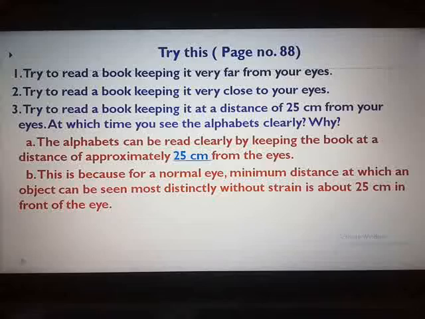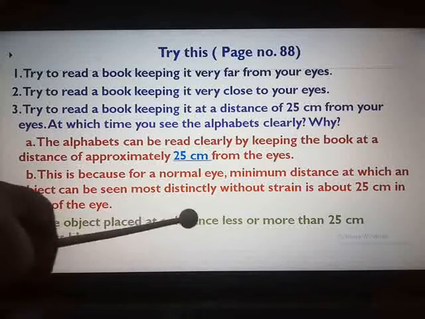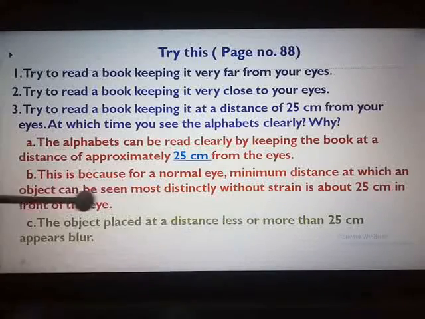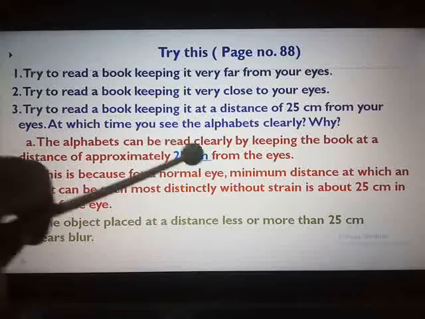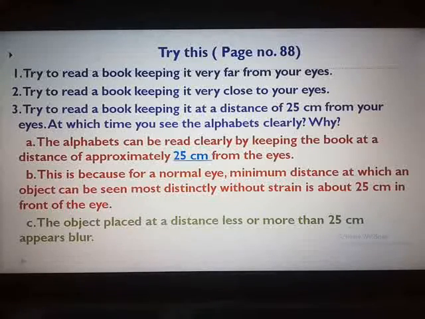And in other cases, what will happen? The objects which are placed at a distance less or more than 25 centimeter, they will appear blur. So if you place the book at a proper distance of 25 centimeter, then only you will be able to read the alphabets clearly. In other cases, the alphabets will appear blur. And why? Because it depends upon the minimum distance, that principle which has to be followed if you want to see the object, the alphabets clearly.